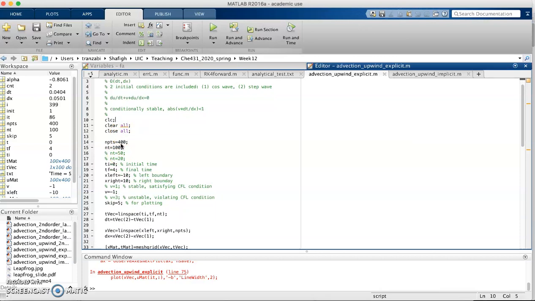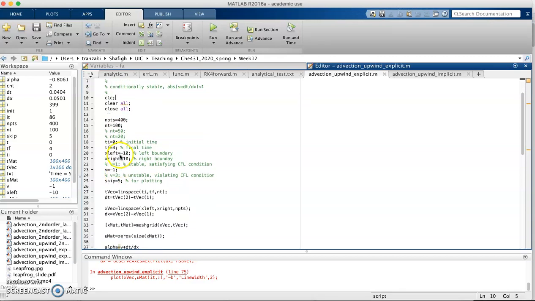All right, so we're gonna start with clearing the screen, close all the current figures. Number of points, I put like 400 points across the x-axis and 100 points along the time axis. Remember, we have two independent variables, x and time, or x and t. Initial time 0, final time is 4. In the x domain, I put my left x, or the lower bound at -10 and upper bound at +10. Velocity is -1. That means the wind or the flow is coming from left to right. I'm sorry, from right to left.